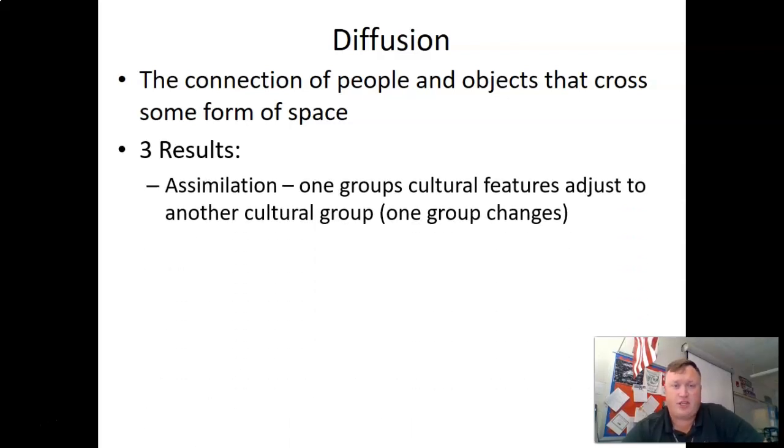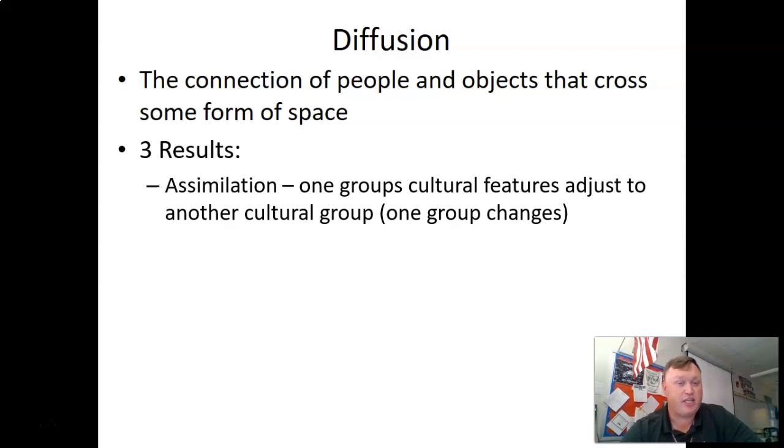The first is assimilation, where diffusion occurs and one of the group's cultural features adjusts to another cultural group, or one group changes. Usually you might see this with early 20th century immigration. People came from one area of the world to the United States. They didn't care about what cultures they came from.